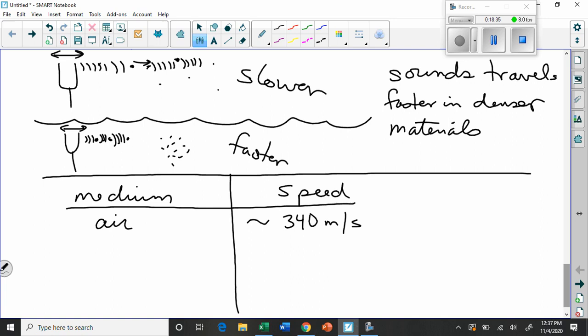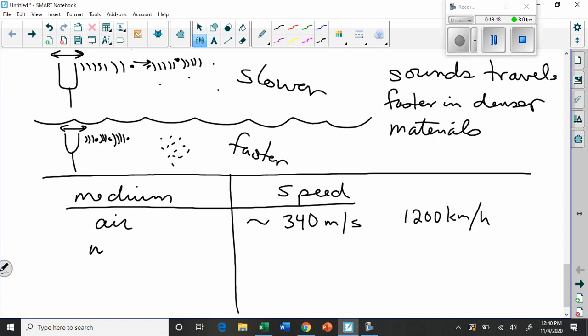To give you some perspective, a bullet from a gun is usually somewhere around 900 to 1100 meters per second. So this is about a third as fast as a bullet. Still pretty darn fast, right? If you want to convert that to kilometers per hour, if you multiply 340 by 3.6, that's about 1200 kilometers per hour. That's how quickly those little compressions fly through the air when they come out of my mouth or when they come from the vibrating tuning fork or the slapping of the desk or whatever. All right, so that's air.